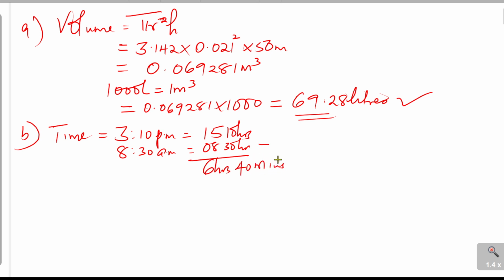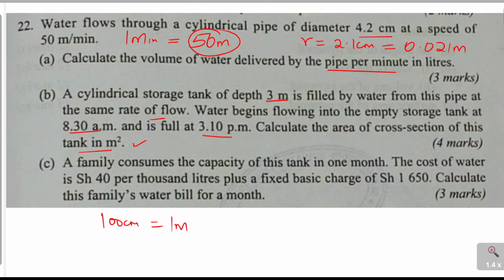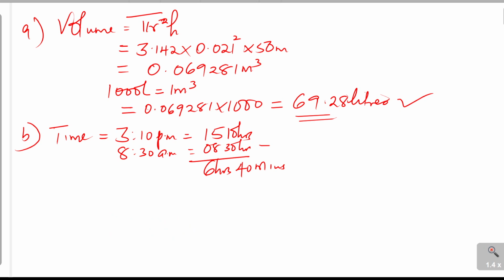The rate of flow is given as 50 meters per minute. So we need to get the minutes. Converting 6 hours 40 minutes to minutes gives 360 plus 40, so this will give 400 minutes. So this is the time taken to fill the tank.